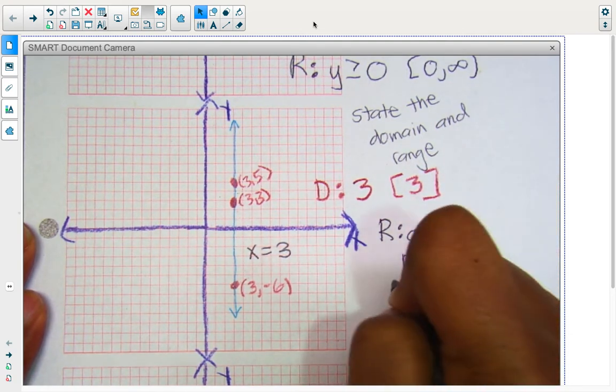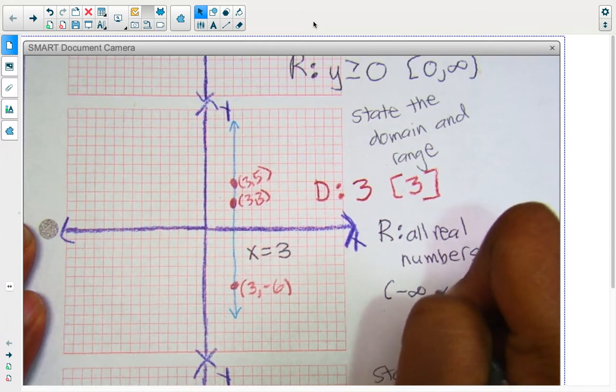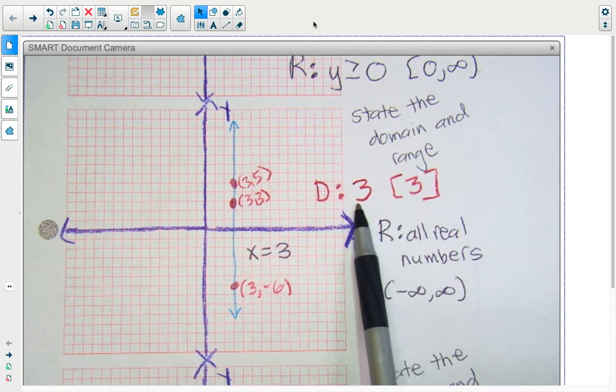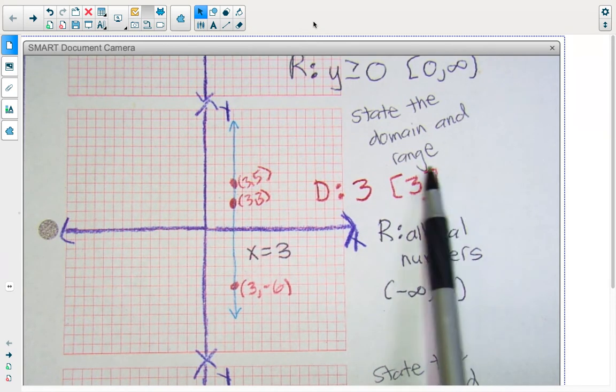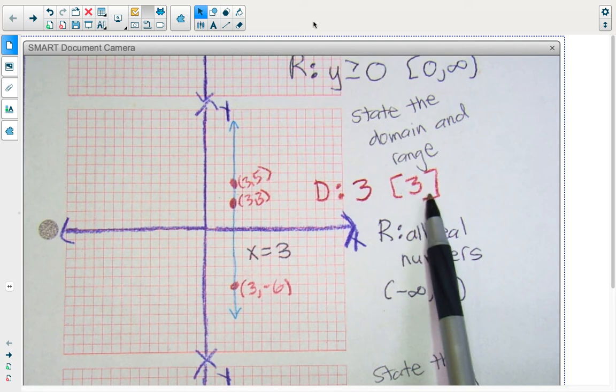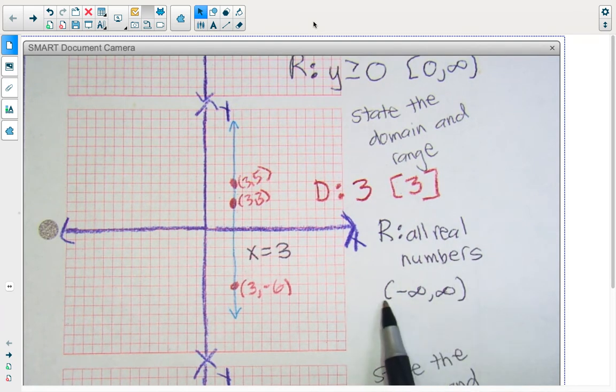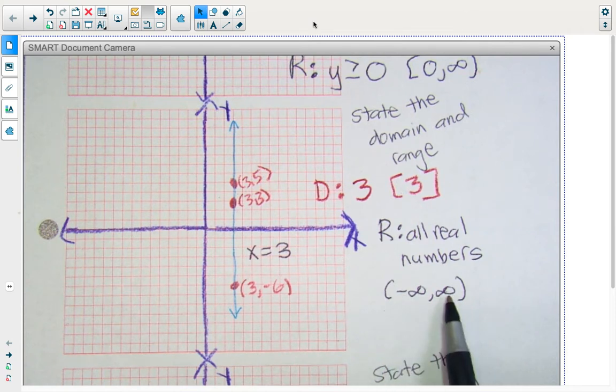Or you can write it negative infinity to infinity. Two different ways of saying the same thing. So my domain is just the number 3. If you want to write it with brackets and parentheses, you would just put brackets around it because it's included in our answer. Parentheses means it's not included in our answer, and it mainly just goes with the infinities because infinity goes down or up forever. Down if it's negative, positive if it's up.